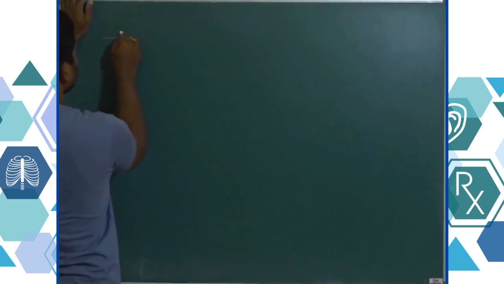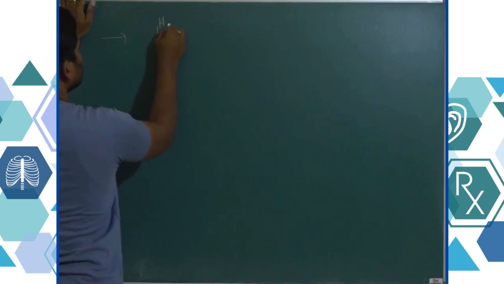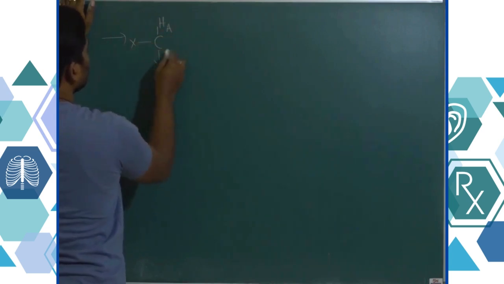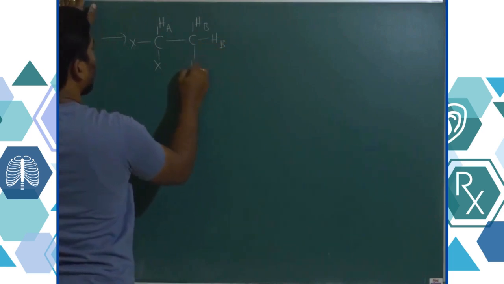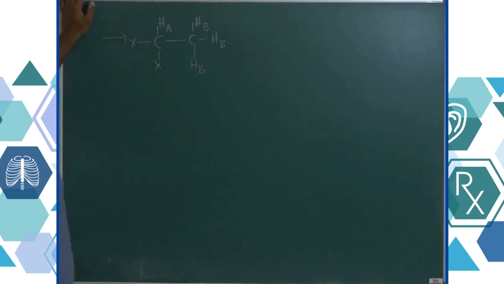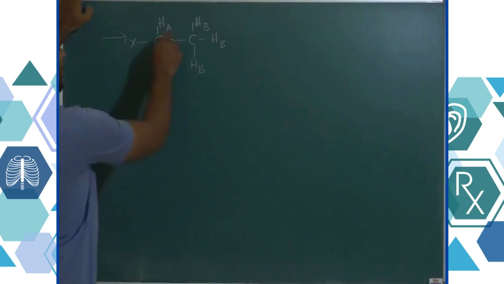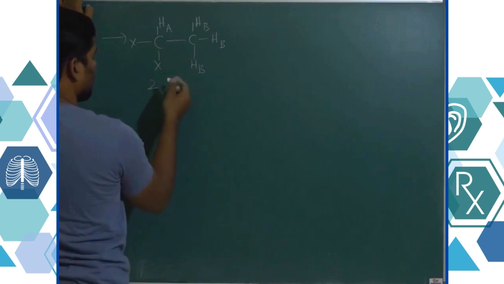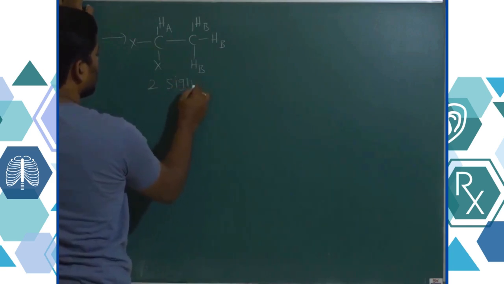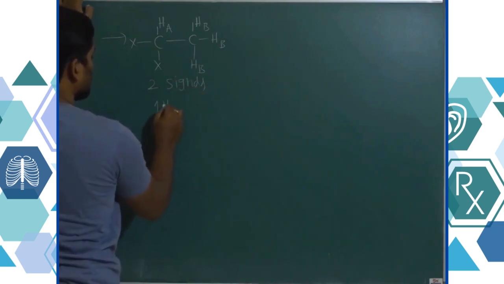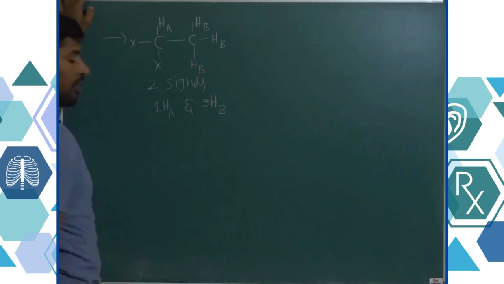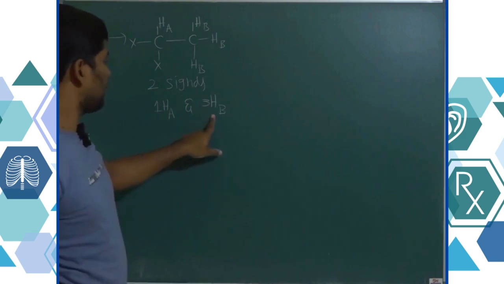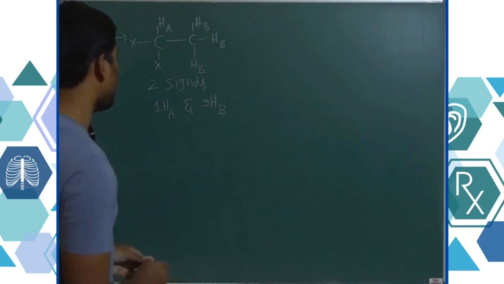Similarly, let us take an AB3 type of molecule with HA and HB protons. How many types of protons do we have? 2 types of protons, so we'll get 2 signals. One corresponds to 1 HA proton, and the other corresponds to 3 HB protons.